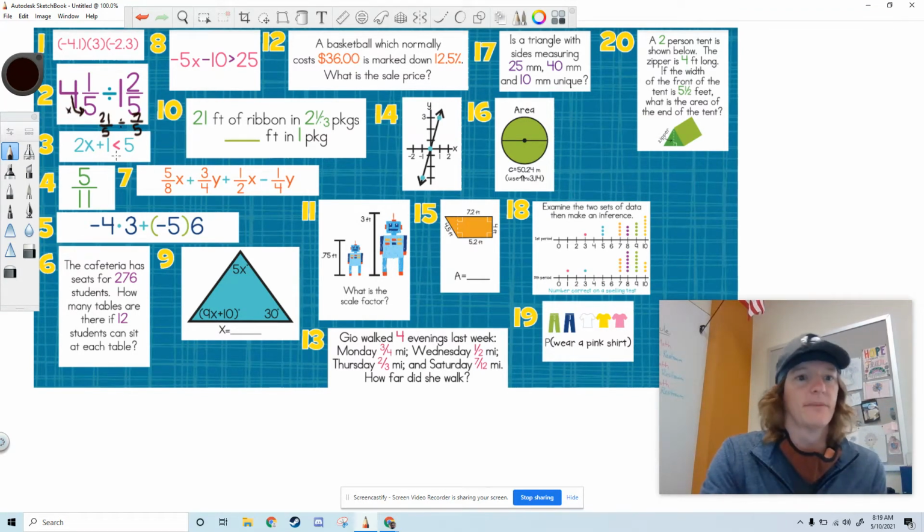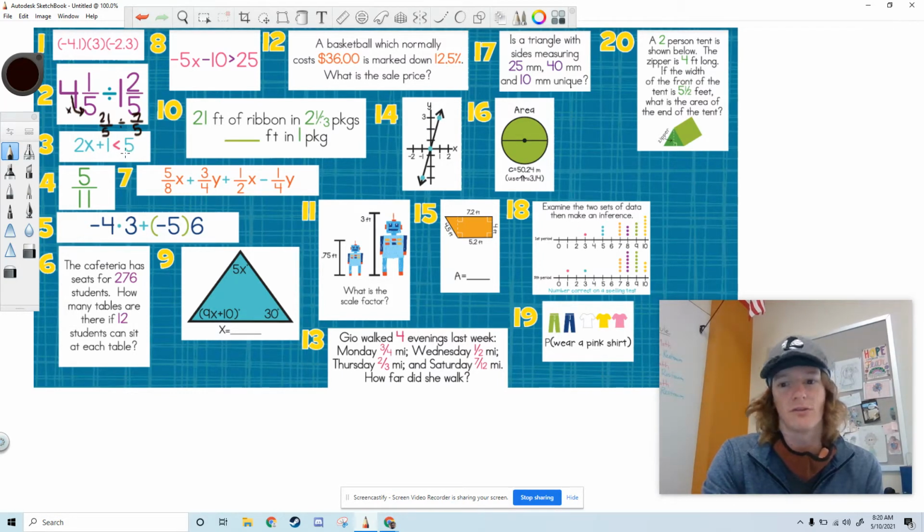Number 3, you have 2x plus 1 is less than 5. So first thing to do is get rid of this 1. So you'll subtract 1 from both sides. Subtract 1, cross the 1's off, subtract 1, change that 5 to a 4. Then you have 2x is less than 4, divide by 2, and then on your number line, whatever that answer is, make sure you have an open circle because it cannot equal that answer. It's just less than that answer.